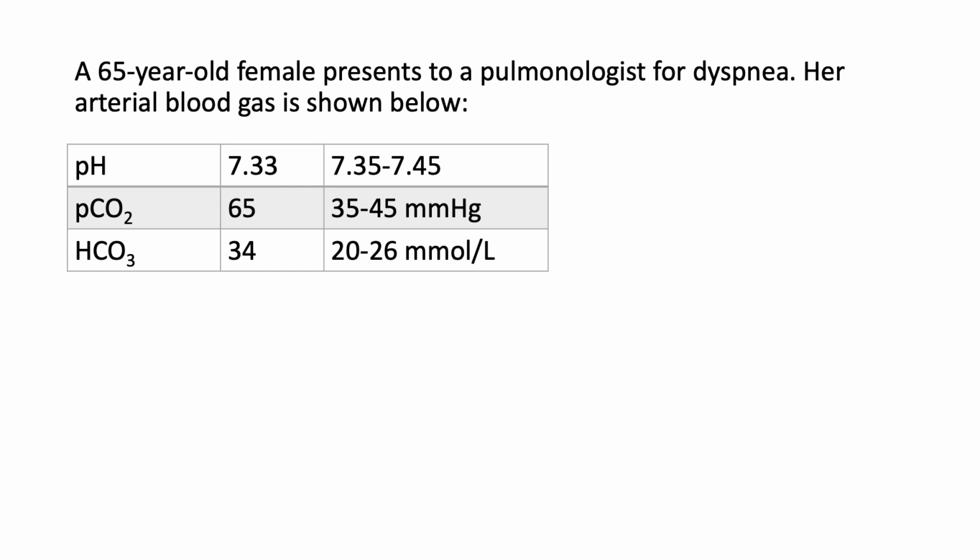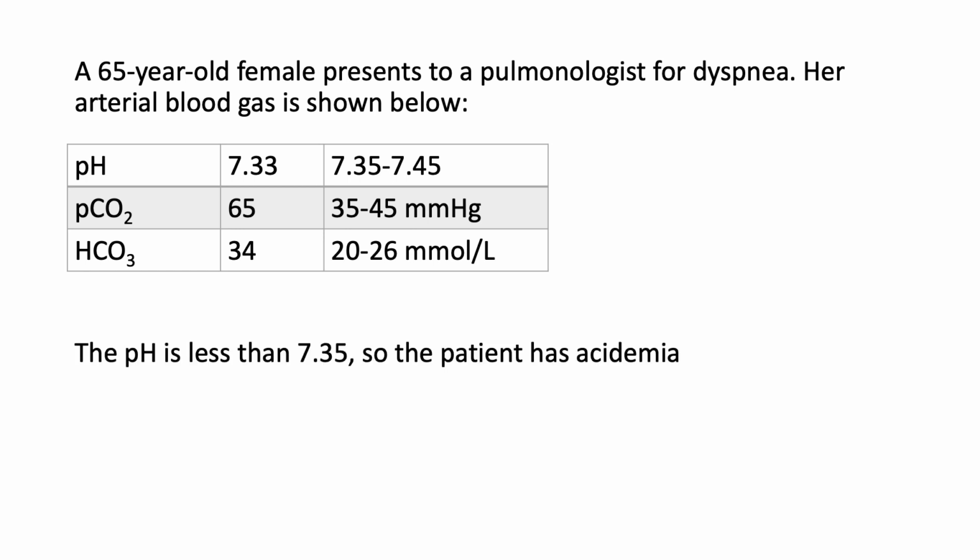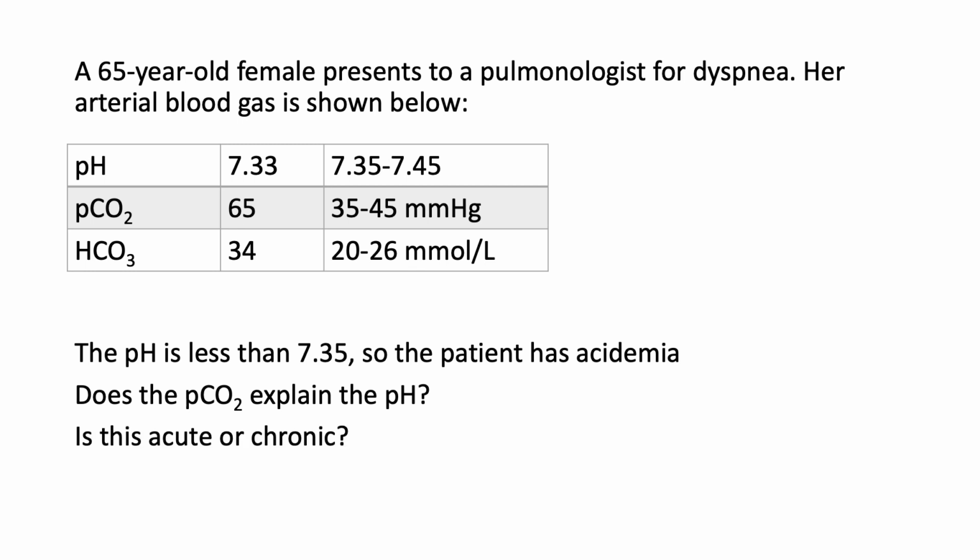Now, if we have a 65-year-old lady coming into her pulmonologist with dyspnea and the following blood gas, we see the pH is 7.33, the PCO2 is 65, and the bicarbonate is 34. So we see the pH is less than 7.35, so we can say that this patient has acidemia. So then we have to ask ourselves, does the PCO2 explain the pH? And again, the PCO2 is higher than normal, so that does explain the pH. There is a respiratory acidosis present. So the next question is, is this acute or chronic?